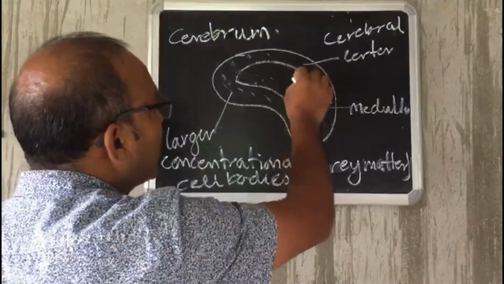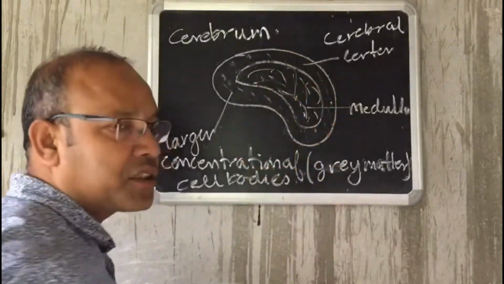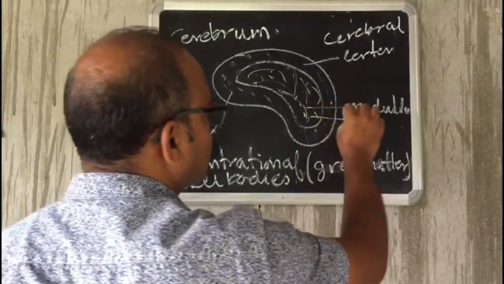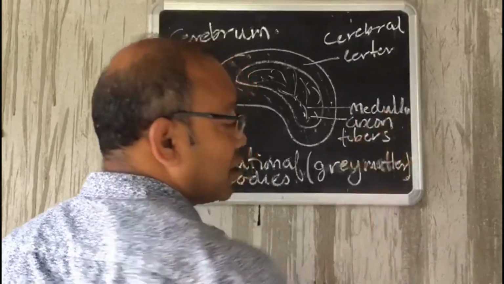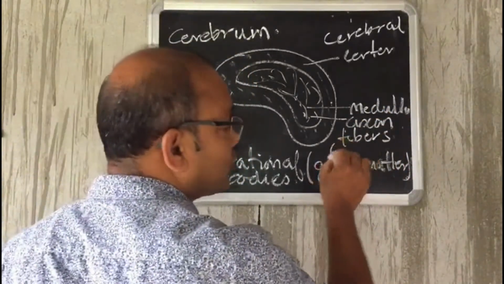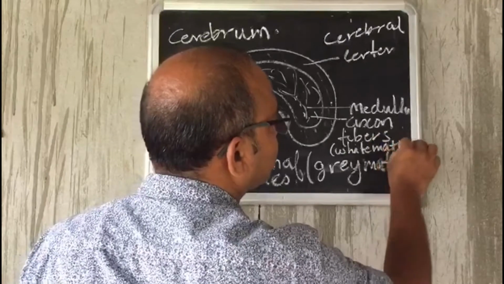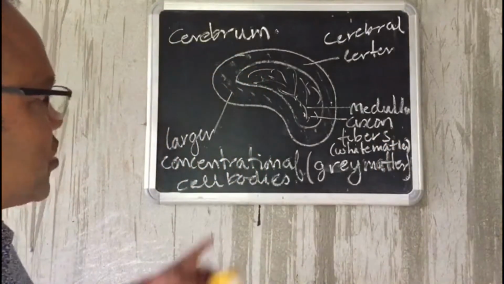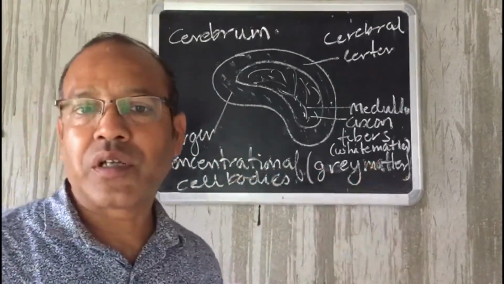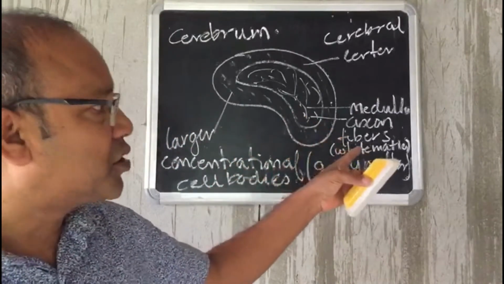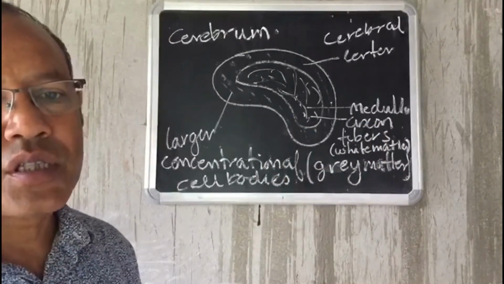Whereas the medulla has mostly the axon fibers, and because of which it appears to be whitish in color. That is why this is called white matter. So the outer cortex consists of a large number of cell bodies, and that is why it is called grey matter. And the inner medulla consists mostly of axon fibers, and that is why it appears to be whitish in color. That's why it is also called the white matter.